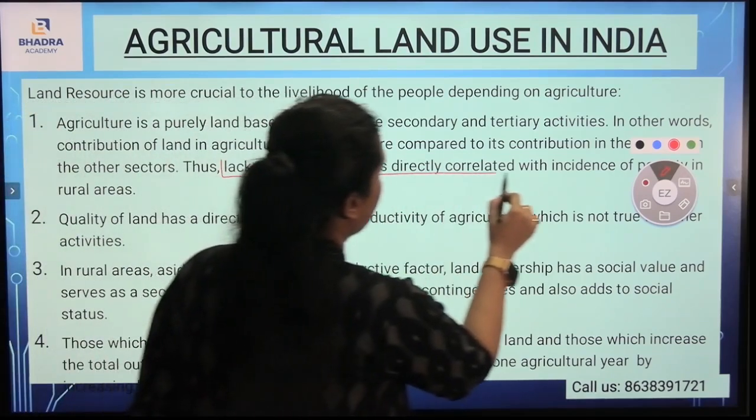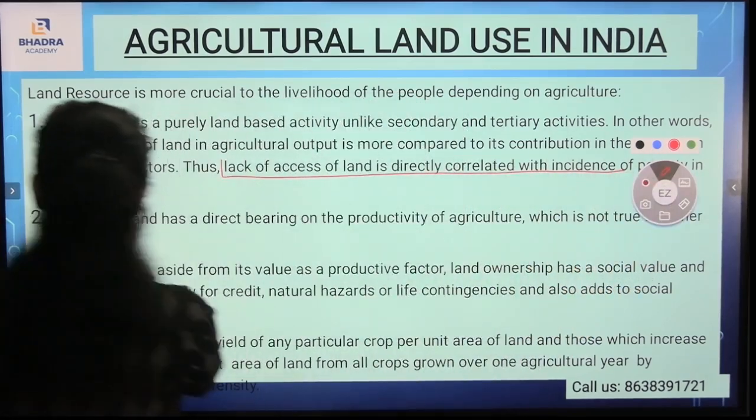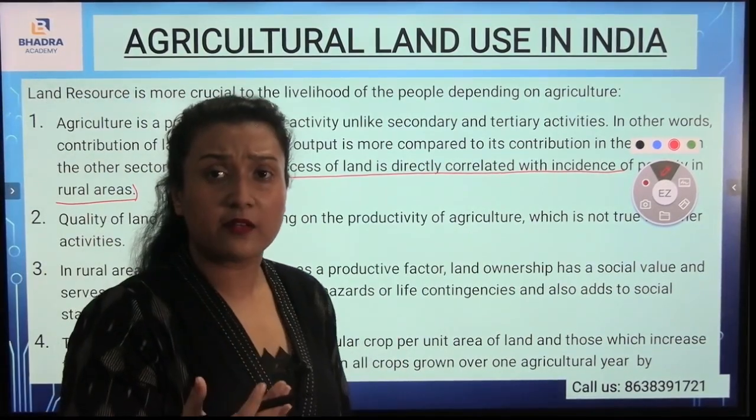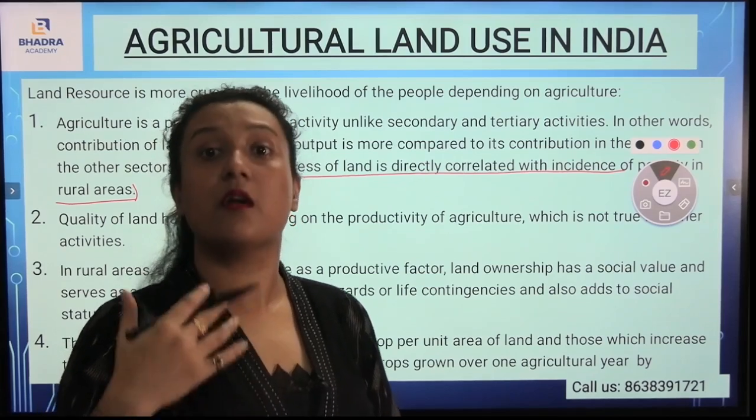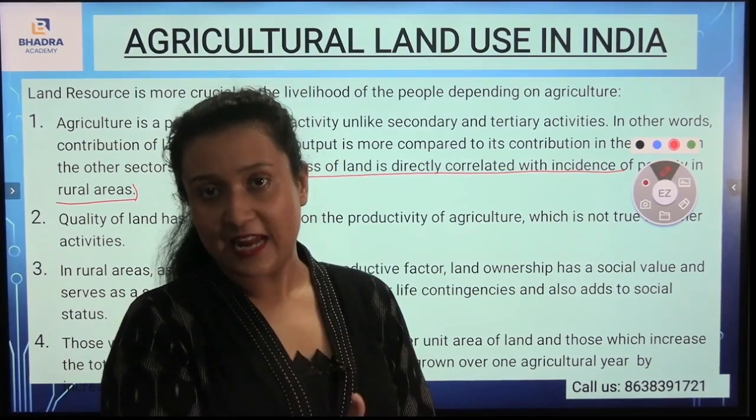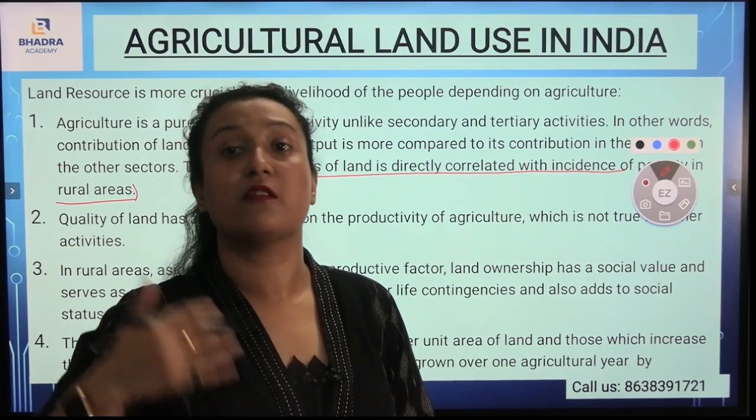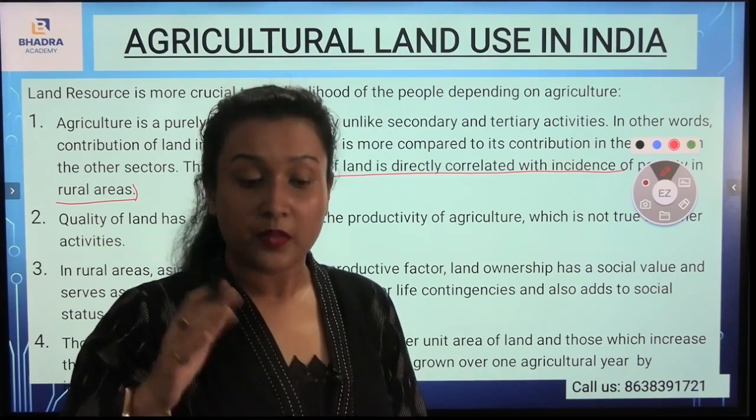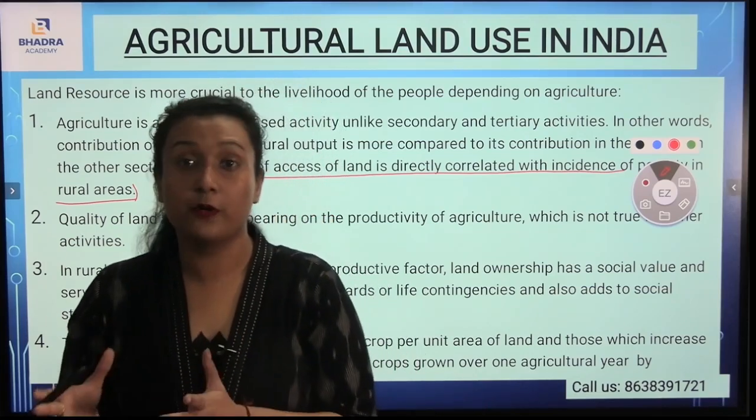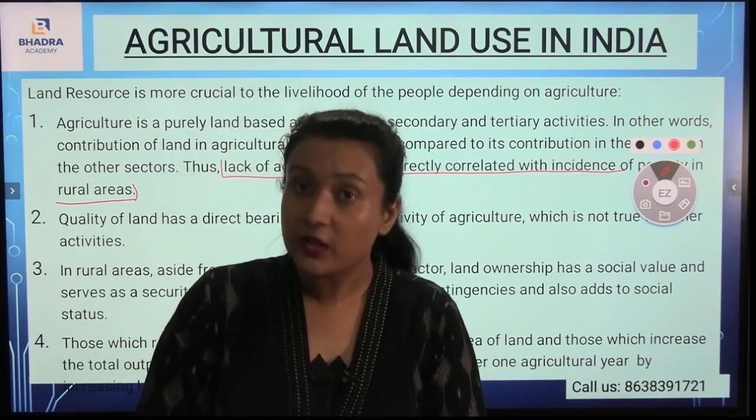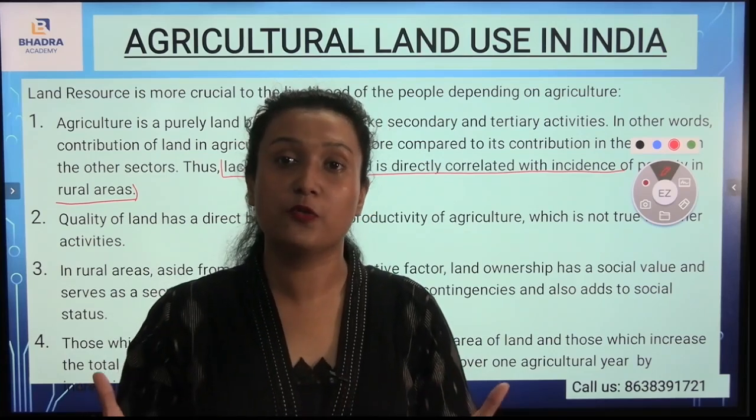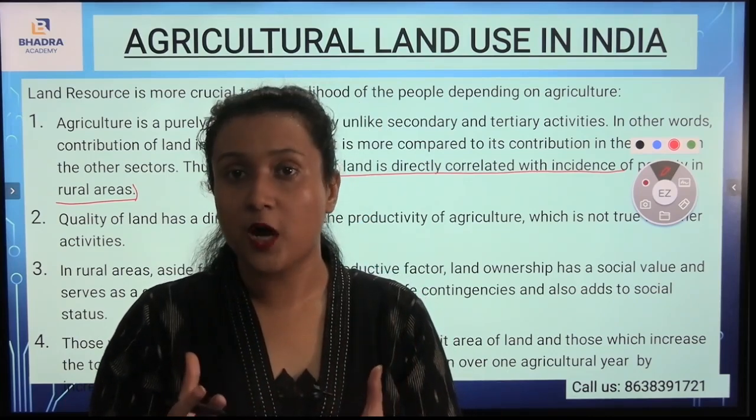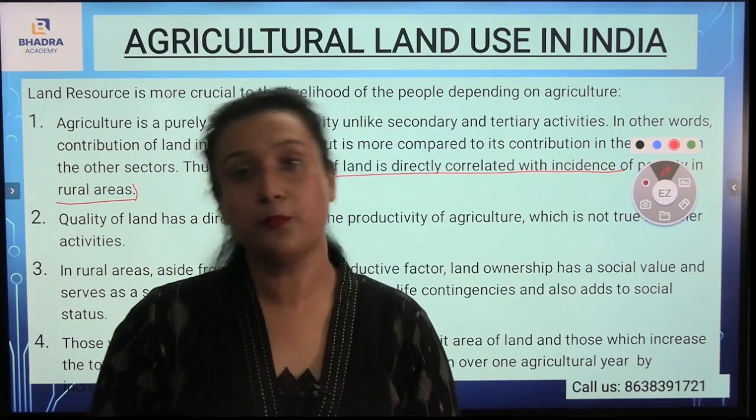Lack of access to land is directly correlated to the incidence of poverty in rural areas. I hope this is understood. Now, in the secondary and tertiary sectors there is more output, but in the agricultural sector, which is the primary activity, there is not much output. So as a result, it is actually a loss. If the land is distributed properly to each and every individual in rural areas, then there will be more growth of the output, and the people will also not go under the poverty line.